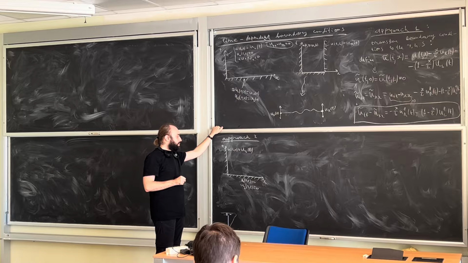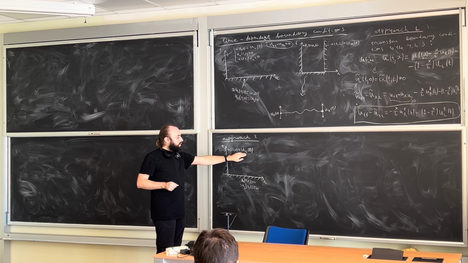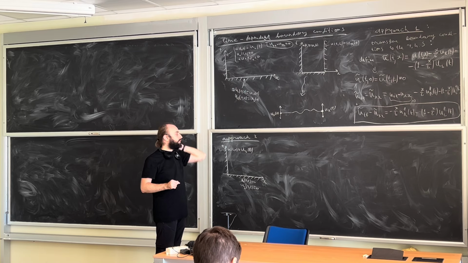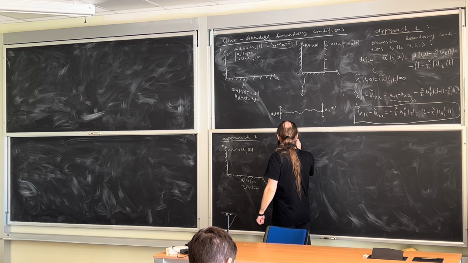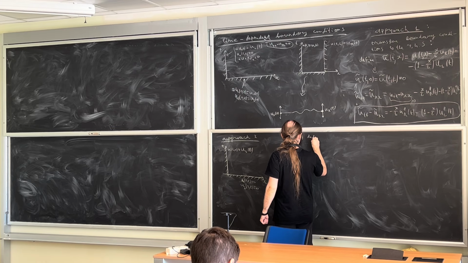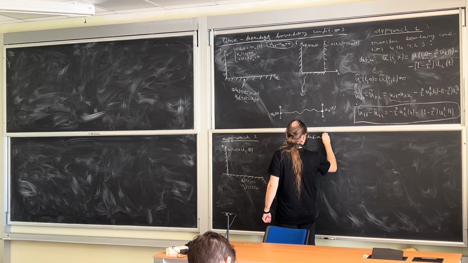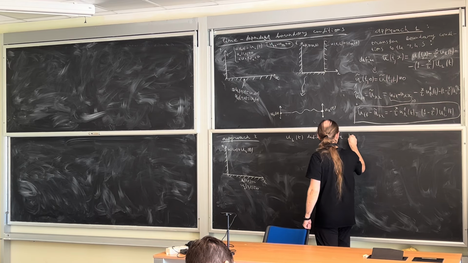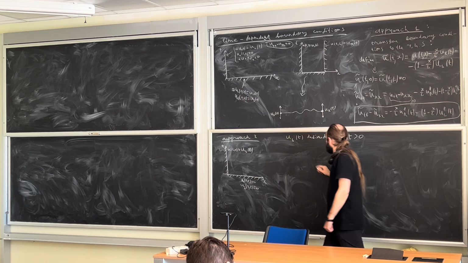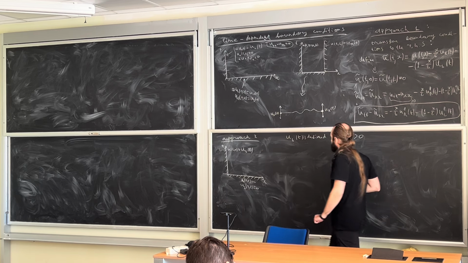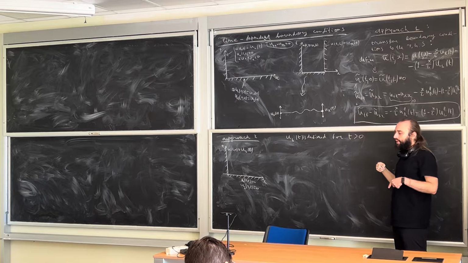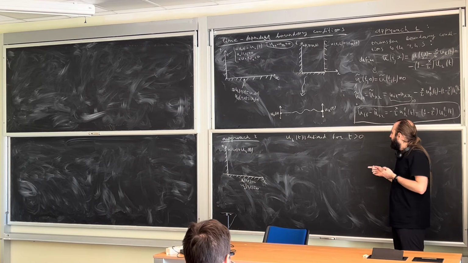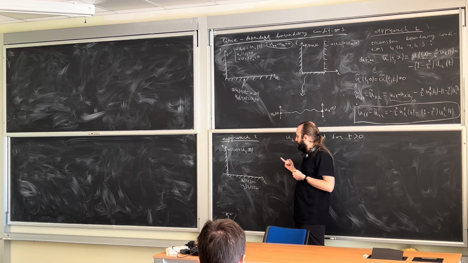So first of all, this u_L of t is defined only for t greater than 0. And if you want to extend this to negative t, we can do it in any possible way.